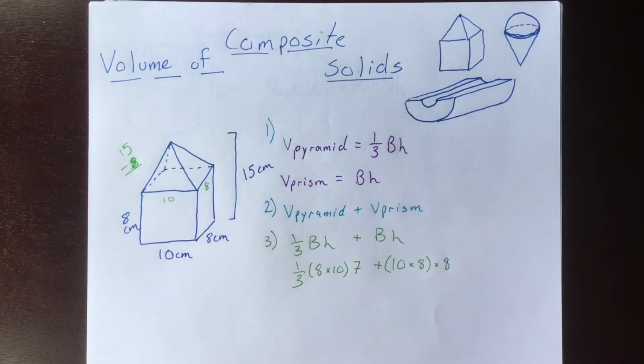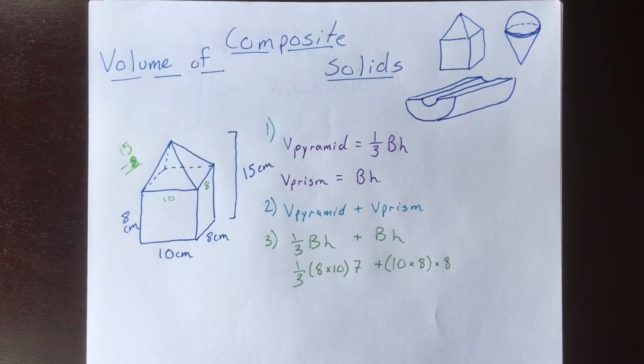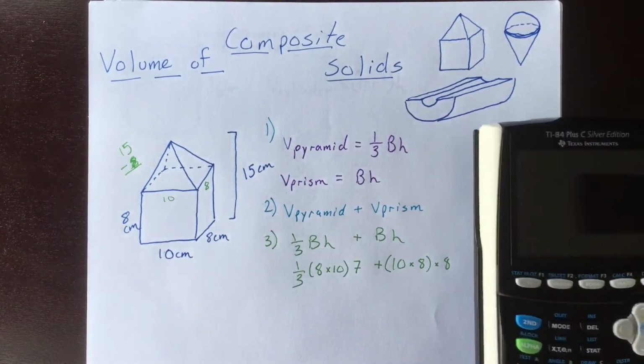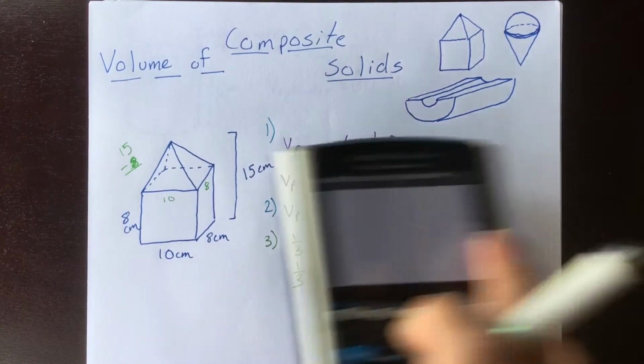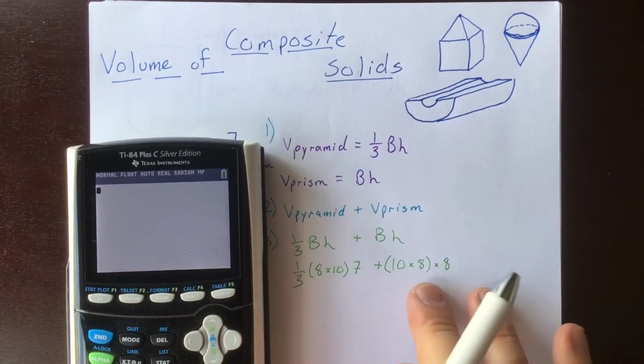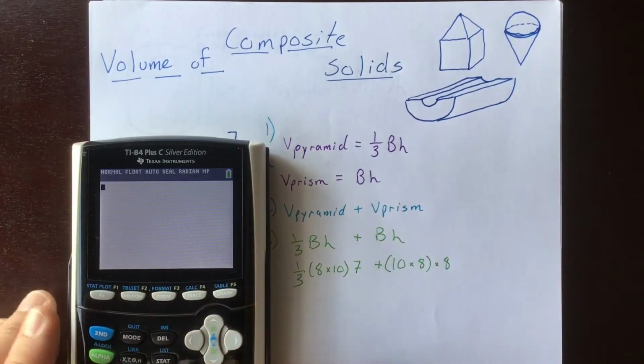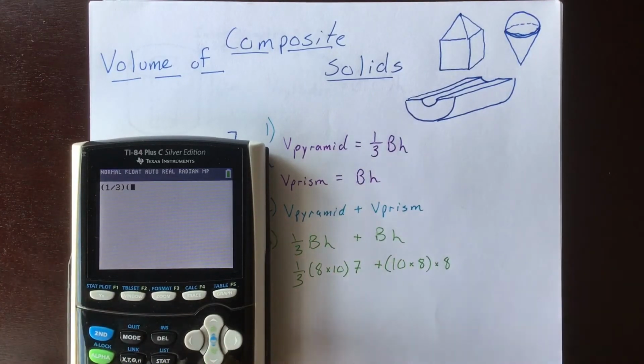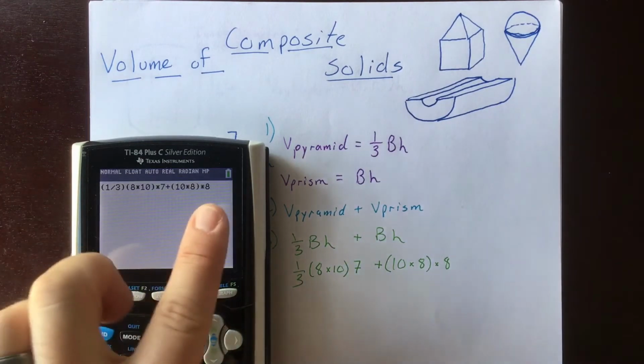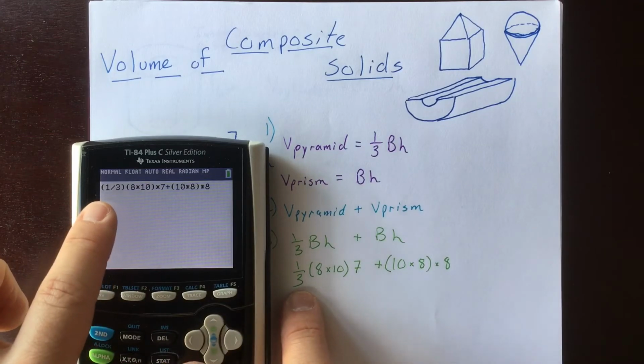So I can type this in all at once. With our graphing calculator, or really any calculator at this point, we can go ahead and type this in. And if you want to do it in pieces, that's perfectly fine. But this can also be done all at once. So watch how I'm going to type it in. We have 1/3, and we're going to be doing 8 times our 10, multiplying it by the 7. And then we're going to add to that 10 times the 8 for the area of the base, and multiplied by the 8 for the height. And in doing this, hitting enter, just double checking what I have, making sure I have this fraction in parentheses.